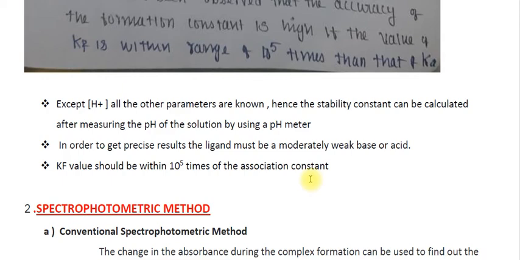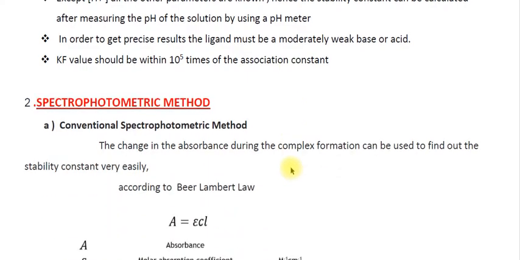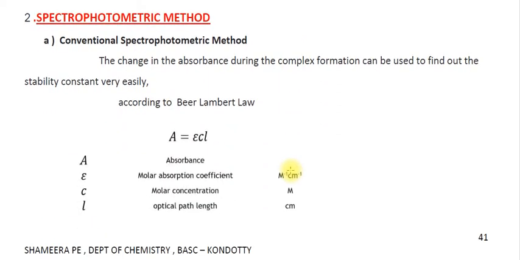So this is the first method for finding out the constants. That is a potentiometric method or pH metric method. The next method is the spectrophotometric method.